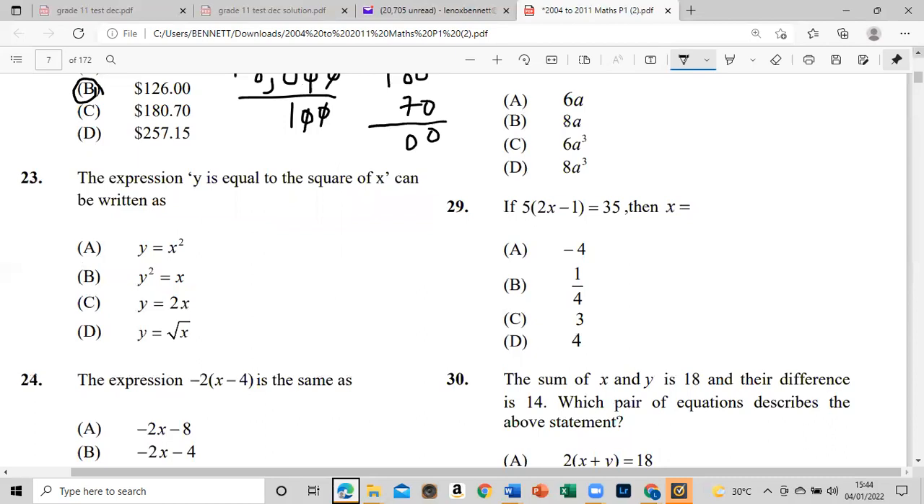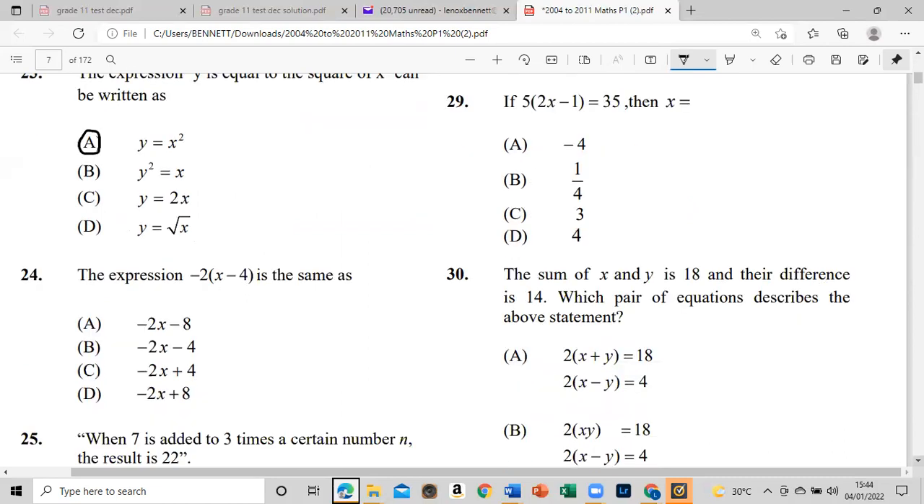Alright, 23. The expression y is equal to the square of x can be written as y is equal to the square. So that is, you can say, square root, square, right? Square. If it was square root, it would have been this. Alright. Read the questions very carefully now, guys.